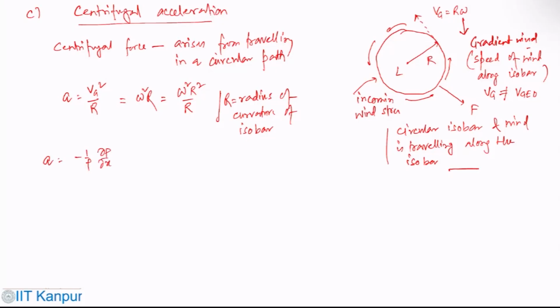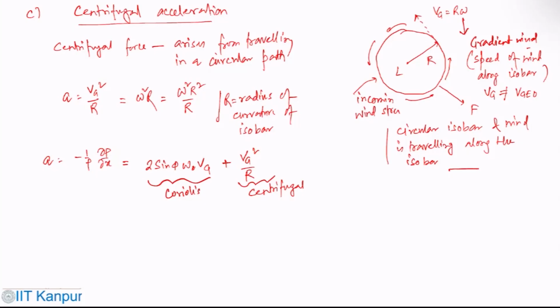So one extra term is added due to this extra centrifugal force. So there would be 2 sin phi omega naught Vg, plus Vg square by R. So this is due to Coriolis. This is due to centrifugal.